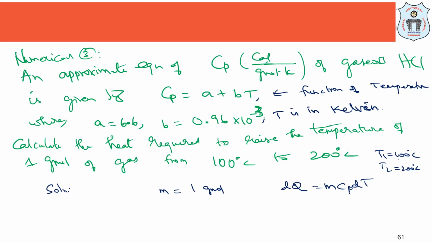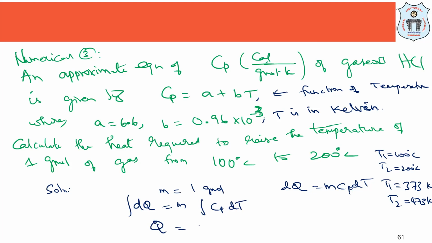So that means T1 equal to 373 Kelvin and T2 is equal to 473 Kelvin. So can we get what is the dQ value? We have dQ equal to m integral Cp dT. If you take integral on the left hand side, we get Q, m is 1 gram mole, so we get 1 into integral from 373 Kelvin to 473 Kelvin of A plus BT into dT.